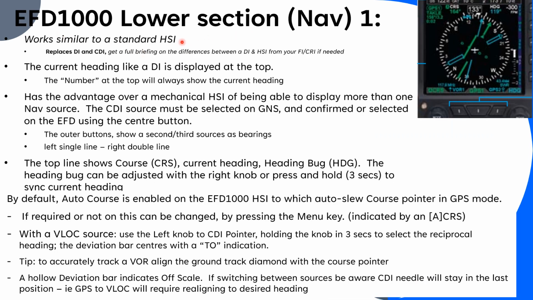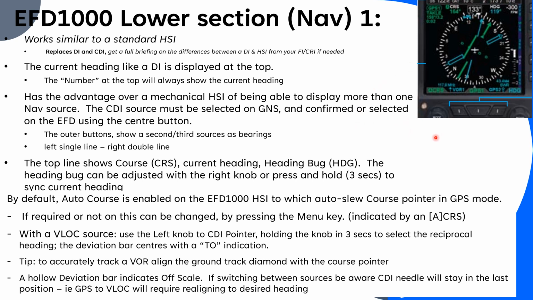The lower section works in a very similar way to a standard HSI. So this replaces the DI and the CDI you may find on traditional analog setups. If you've not used an HSI before, I suggest you get a briefing from your flight instructor if required. The current heading for the DI is always shown at the top there, numerically as well as under this pointer, so it's very easy to find.